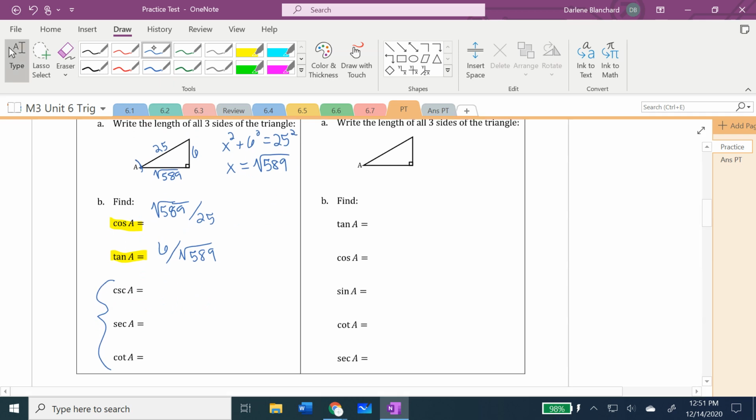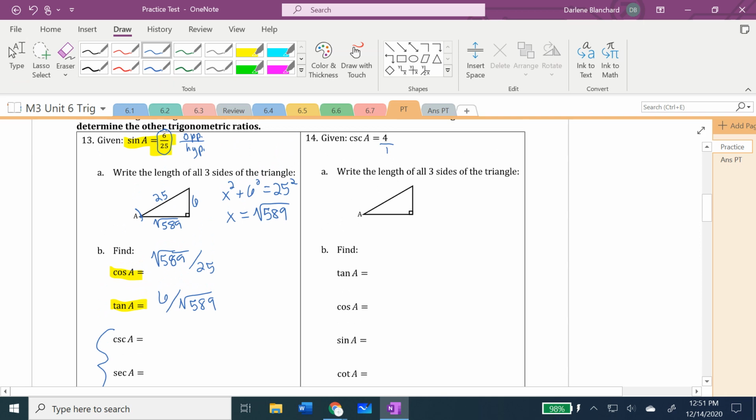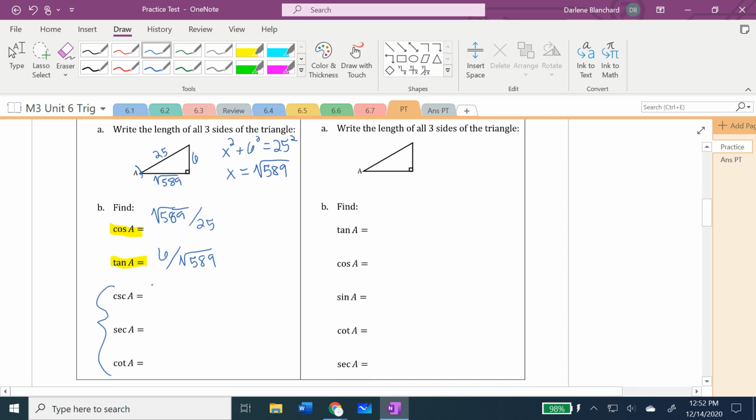So cosecant is the reciprocal of which trig function? Somebody type it in. Cosecant reciprocal of, good. So you're going to take sine 6 over 25 and flip it to 25 divided by 6. Then secant is whose reciprocal?